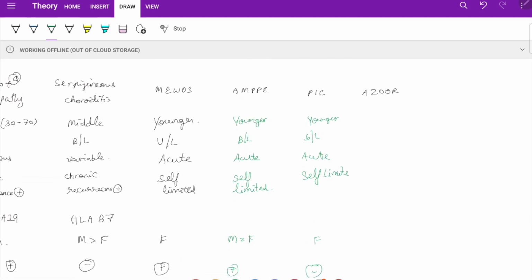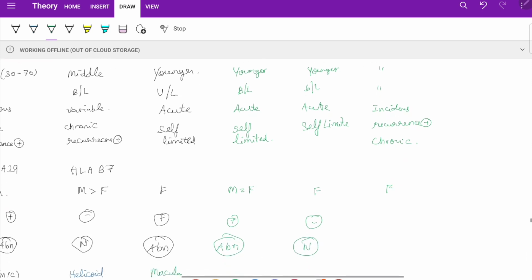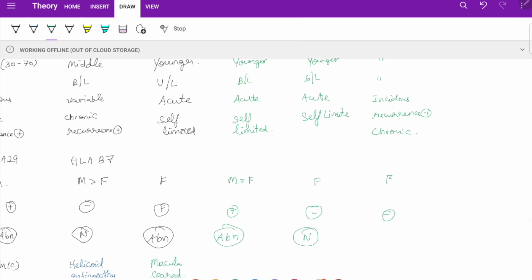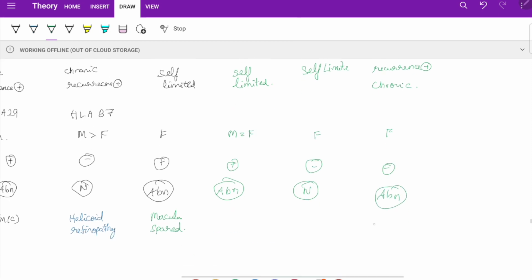And finally, you're going to have AZOOR. What is AZOOR? Acute zonal occult outer retinopathy. It is also present in the younger age group, and it's again bilateral. It has an insidious onset, there will be recurrences, and it is chronic in nature. Females are most commonly affected, and there will be mild or absent vitritis. ERG will be abnormal, and central vision is spared.